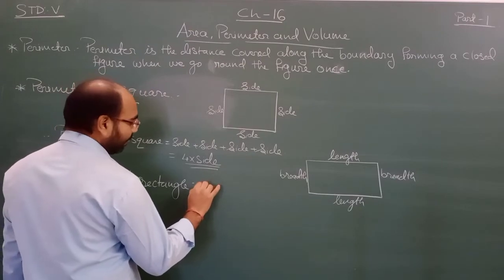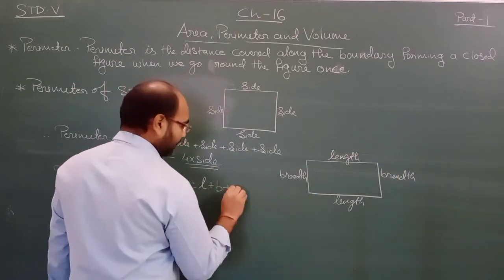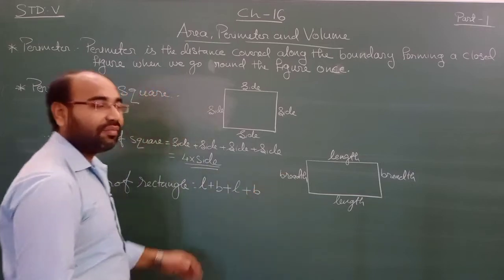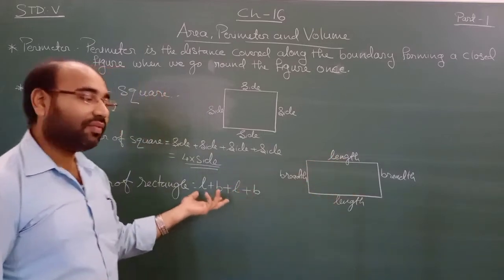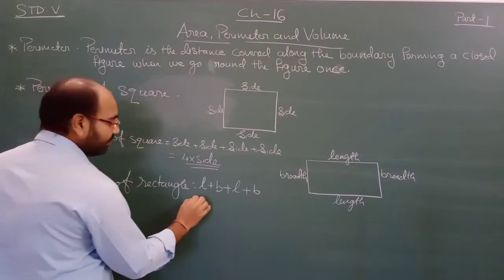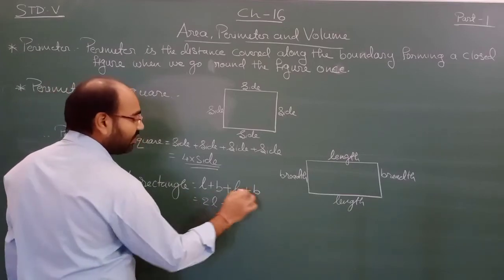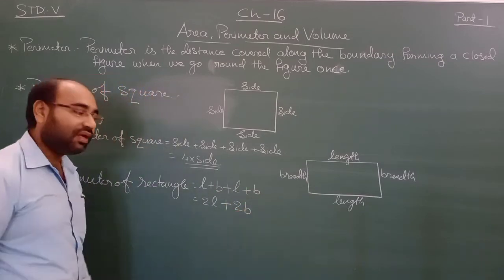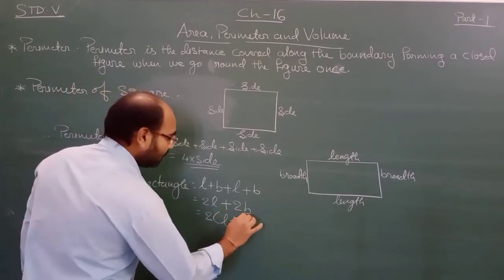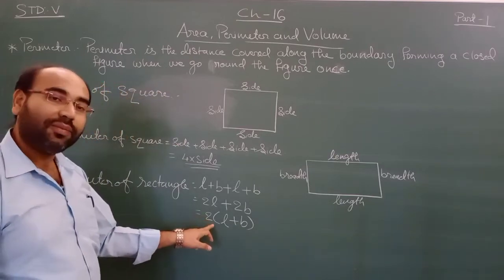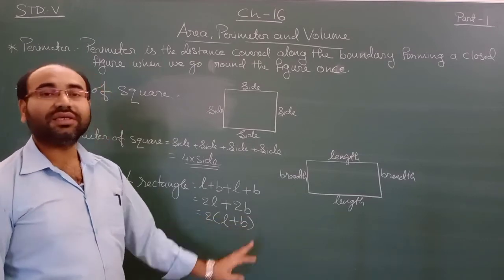So we can write length plus breadth plus length plus breadth, because perimeter, what I have told you, is the sum of sides. When we do length plus breadth plus length plus breadth, we will get the perimeter of the rectangle. You can see L plus L, 2 times we are getting L, so we write 2L plus, in the same way B is also coming 2 times, so we write 2B. Now in both we have 2 common, so take 2 outside. So it will form the formula: 2 multiplied by length plus breadth.